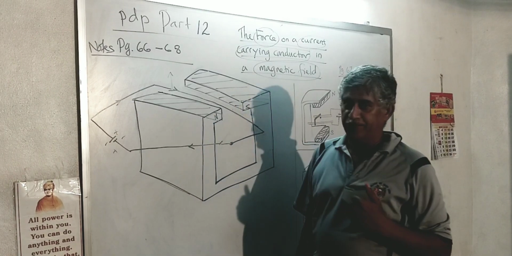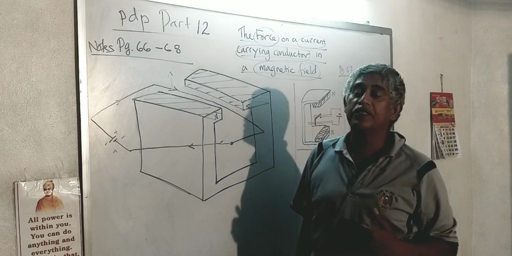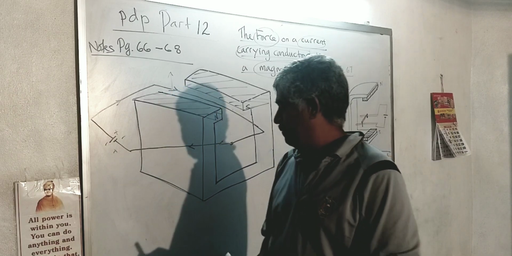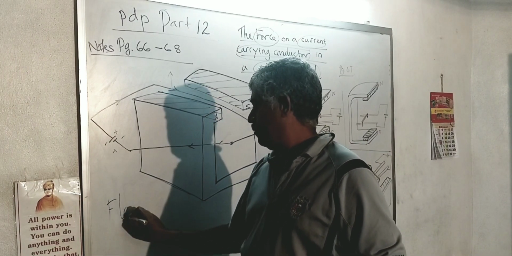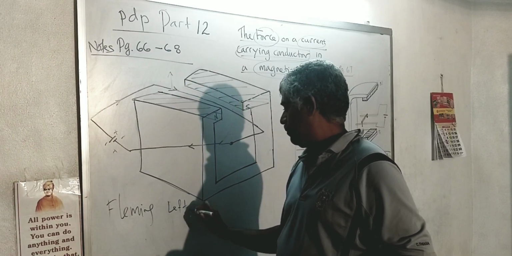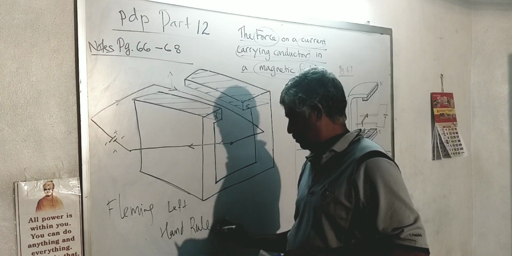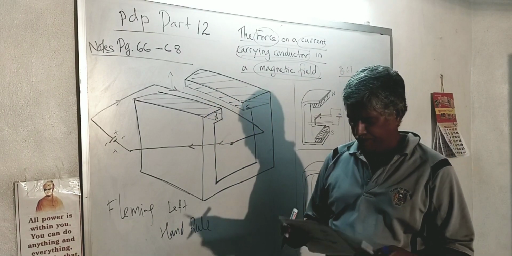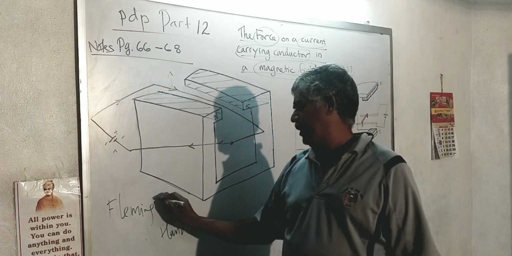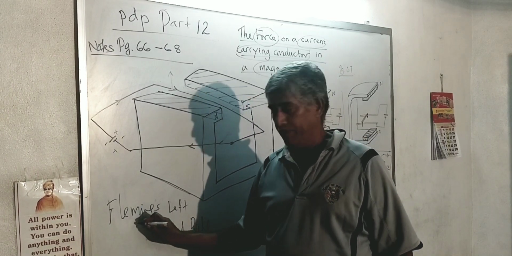So to determine the direction of the force, rather than remembering it by heart, we can use a simple rule. We call it Fleming's left hand rule. Left hand rule. You can see here at page 66. They already give you Fleming. For grammar we write Fleming, but the keyword here is the name, Fleming. One mark. Take note.